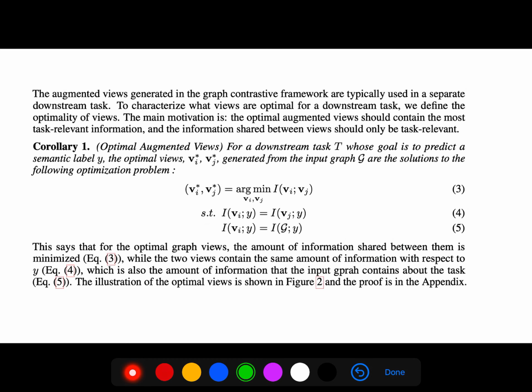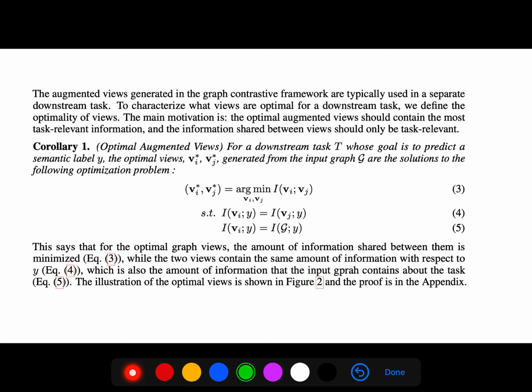So the augmented views generated in the graph contrastive framework are typically used in a separate downstream task. To characterize what views are optimal for a downstream task, we define the optimality of views. So the main motivation is the optimal augmented views should contain the most task-relevant information, and the information shared between views should only be task-relevant.